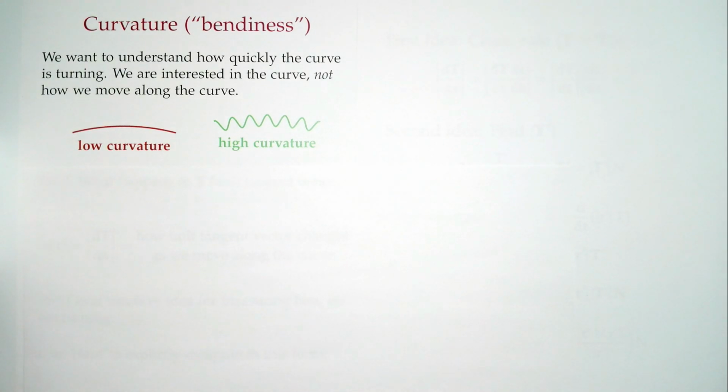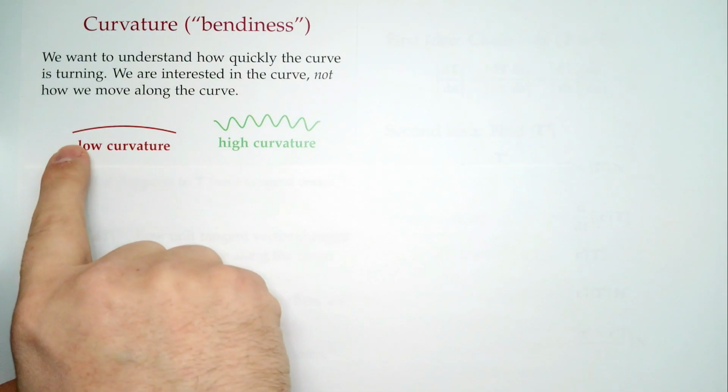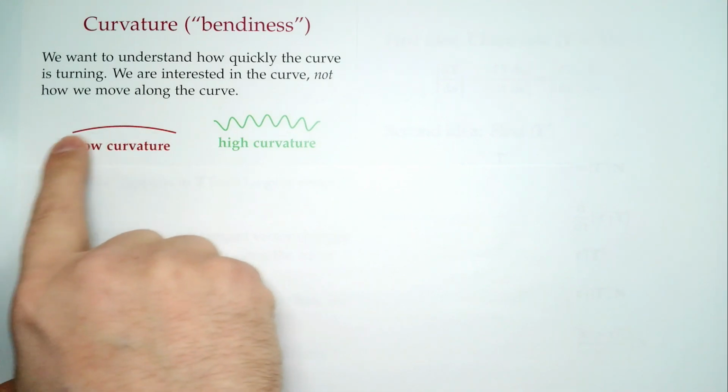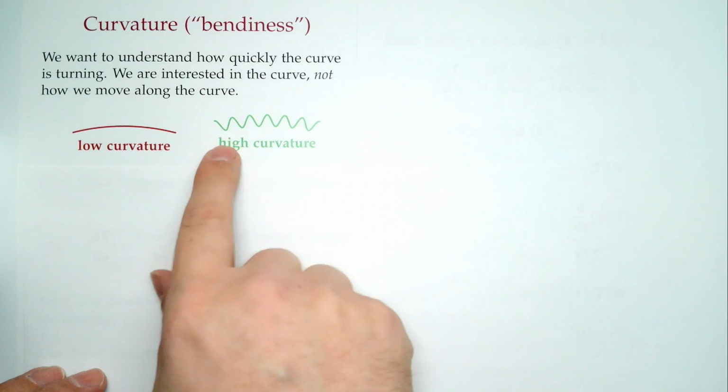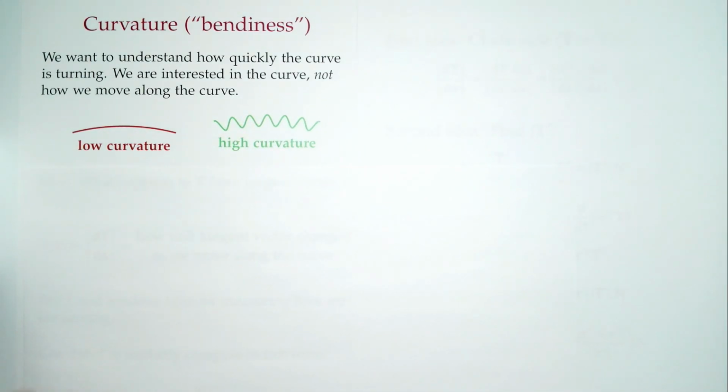So here's sort of the intuition. Low curvature curve, this is barely bending at all. On the other hand, here's a high curvature curve, and you can see there's a lot of movement. A lot's happening to this curve. So, okay, how do we understand this? Again, I want to be careful here. We've been talking about the motion, but I don't want you to get caught up on saying, I want to see how the particle moves.